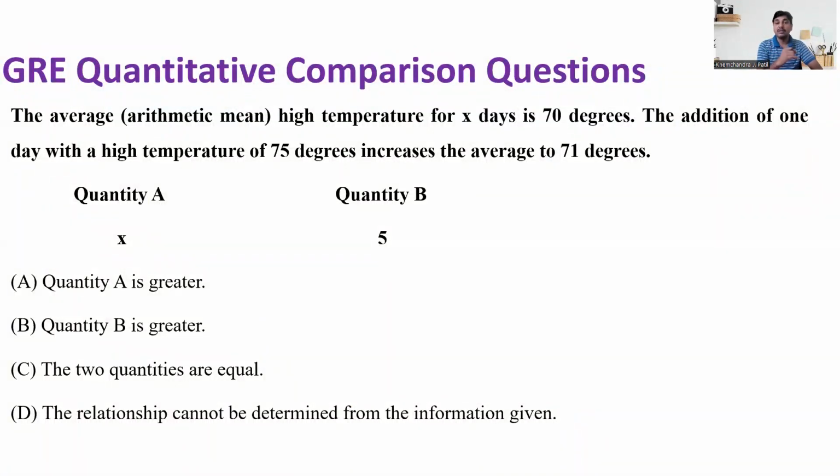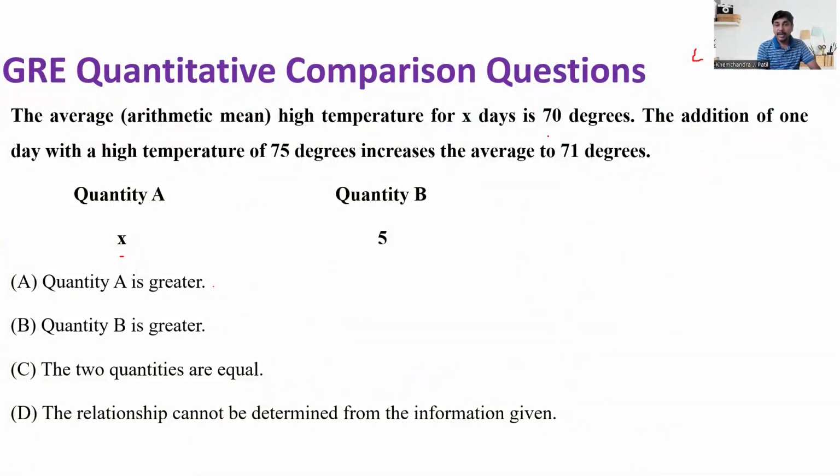So this is the question on average. Now you have to find the value of X, and you have to compare this value with this 5. So if quantity X is greater, then your answer will be quantity A is greater. If 5 is greater, then your answer will be quantity B is greater. If both quantities are equal, then your answer will be C. And if relation cannot be determined, then your answer will be option number D.